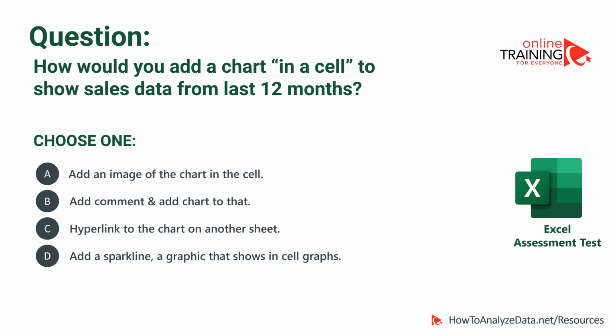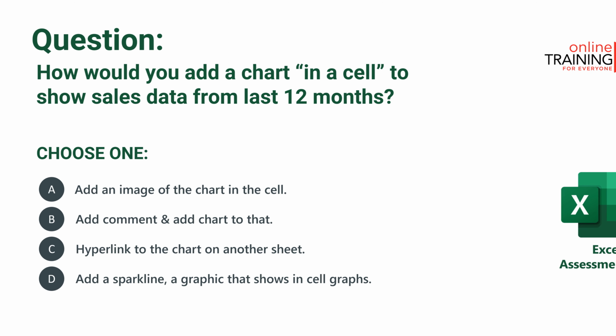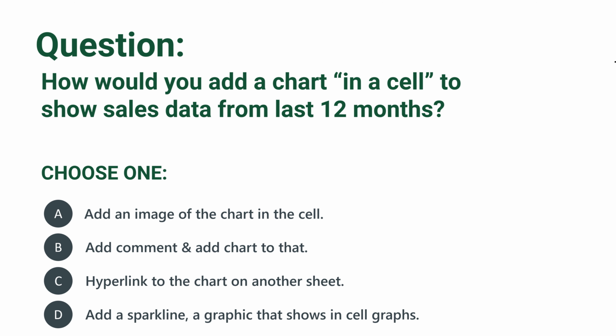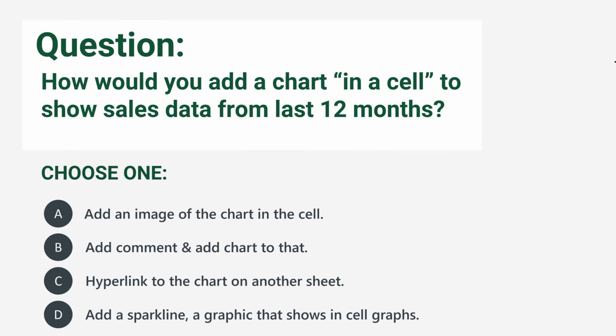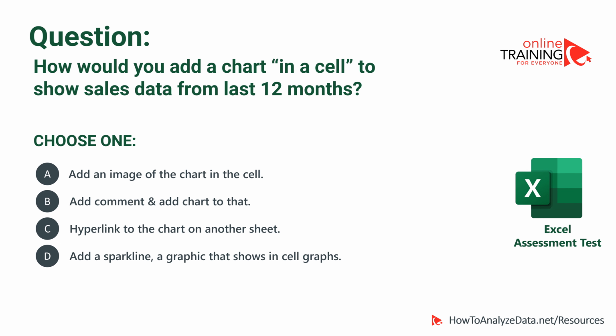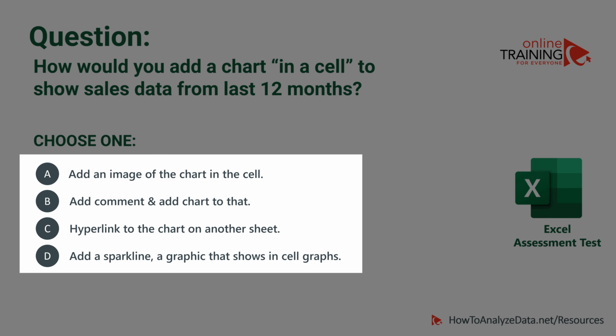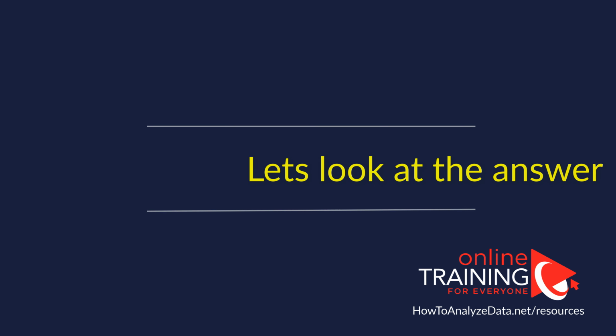Let's look at this question, which you might see as part of Indeed assessment test or LinkedIn assessment test. How would you add a chart in a cell to show sales data for the last 12 months? And then there are 4 choices that you're presented with. Add an image of the chart in the cell, add comments and add chart to that, hyperlink to the chart on another sheet, and then the last one, add a sparkline, a graphic that shows a sales graph. Which one would you choose? Which one do you think is the right answer?